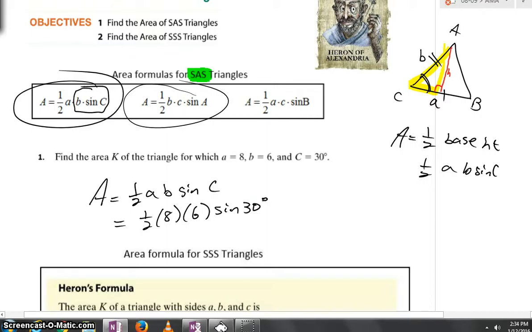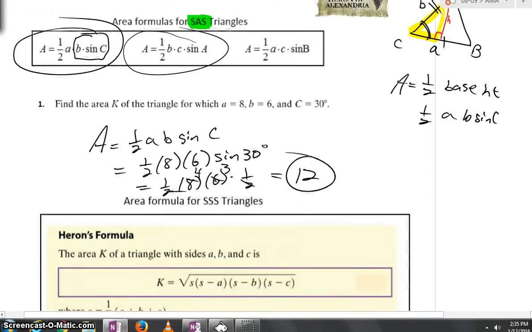Now, if we're really on our toes, we won't even need a calculator. Because what's the sine of 30, guys? Good review. 1/2. Oh, 1/2 of 8 times 6 times another half. Hey, look at that. 2 goes into 8 4 times. 2 goes into 6 3 times. Oh, you'd get a 12. Of course, you could multiply that out on the machine. You'd get the same thing. Doing okay? 1/2 base times height, but beautiful forms with trig.